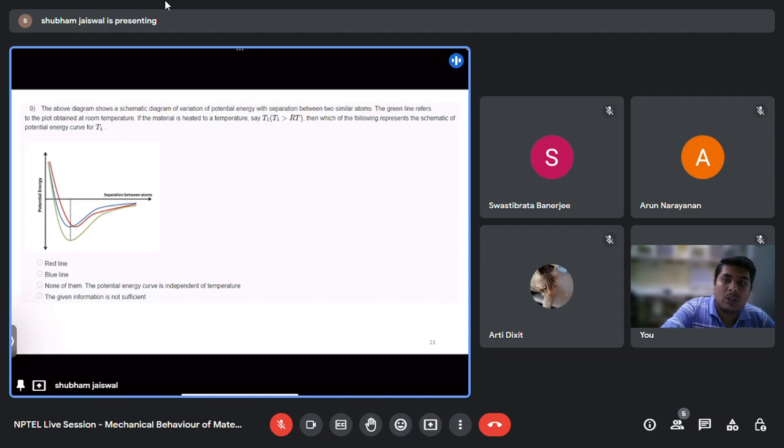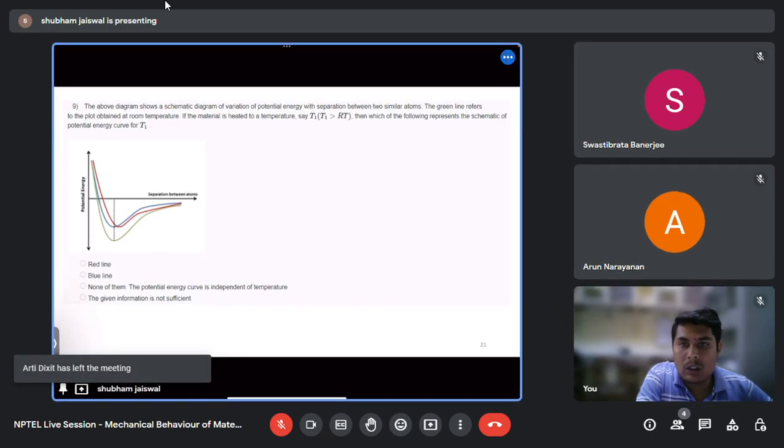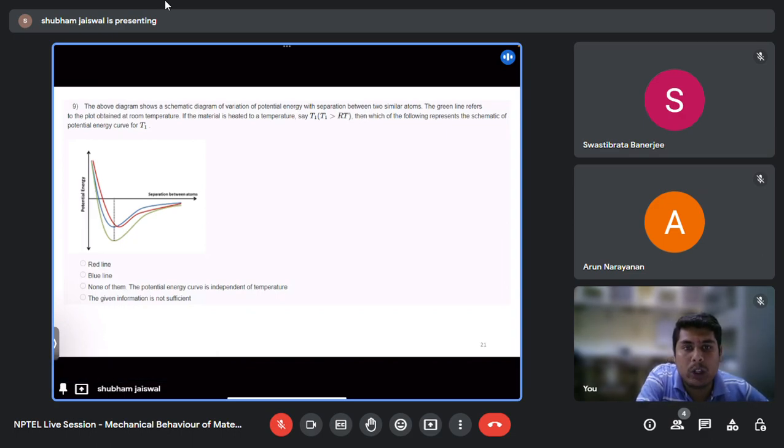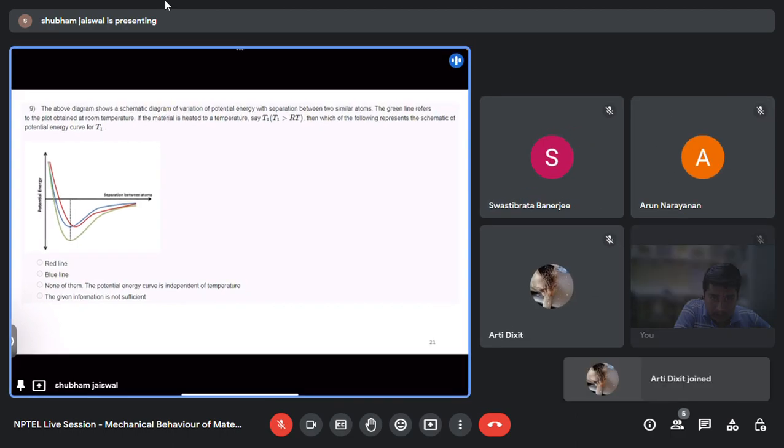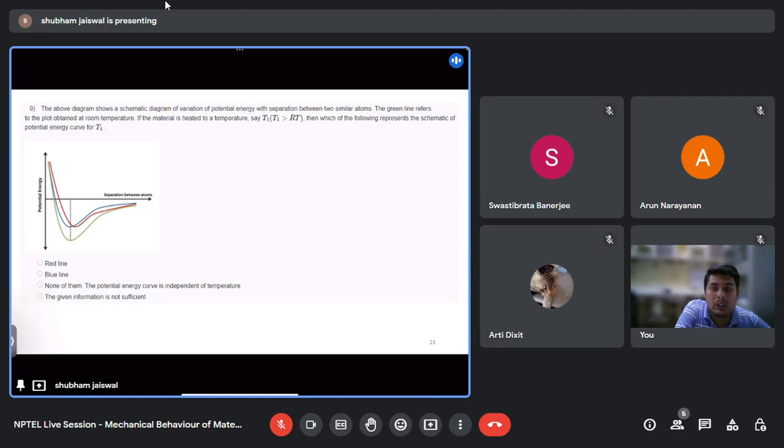Okay. So the question is like that. The above diagram shows a schematic diagram of the variation of potential energy with separation between two similar atoms. The green line refers to the plot obtained at room temperature. If the material is heated to a temperature, say T1 greater than RT, then which of the following represents the schematic of the potential energy curve for T1? So can anyone answer?